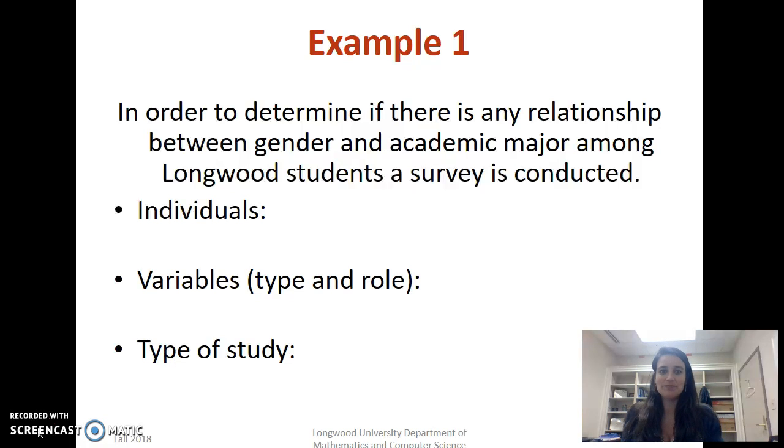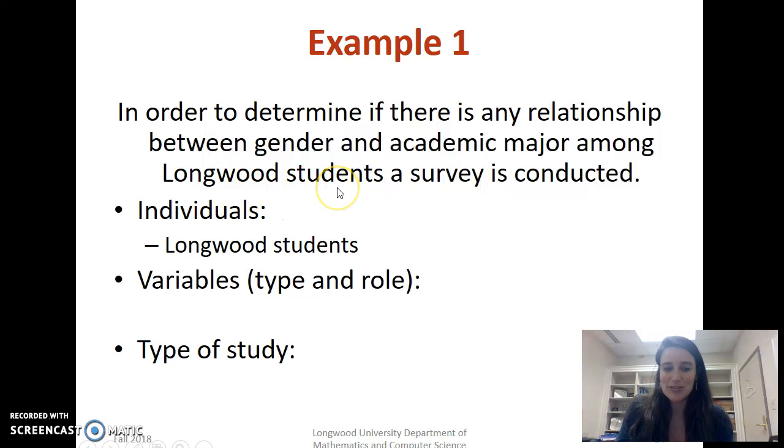So example 1. In order to determine if there is any relationship between gender and academic major among Longwood students, a survey is conducted. So who are the individuals? That would be the Longwood students. And there should be 2 variables. So we have gender and academic major. Both of those, gender and academic major, would be categorical variables.